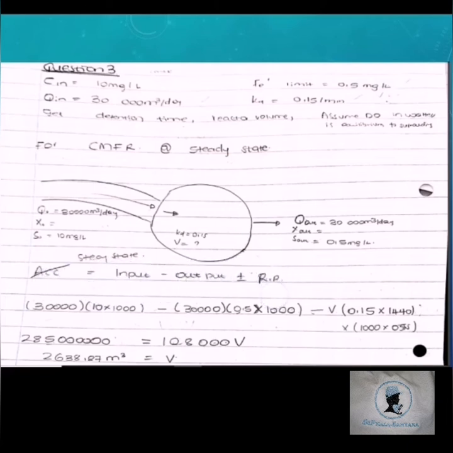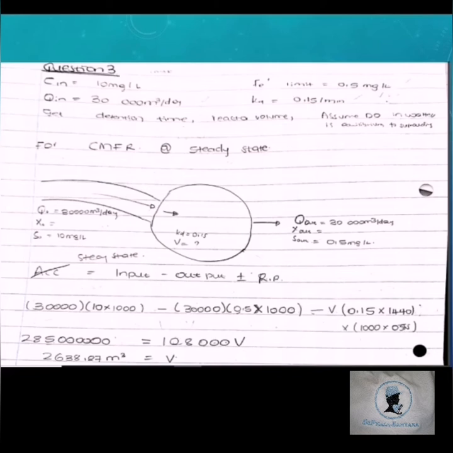So guys, we can see that it's a steady state, so we cancel out the accumulation, and then we start saying what do we have inside minus what we do not have, plus or minus the reaction rate. But this one is a decay, so it's a negative, so we multiplied here, and then we got our volume to be 2638.87 meters cubed, not square, please note that.